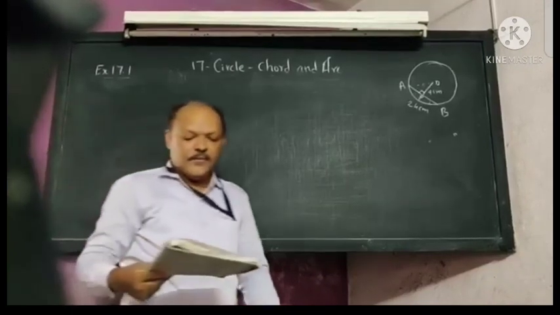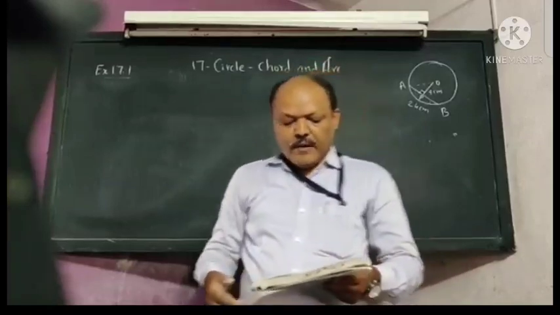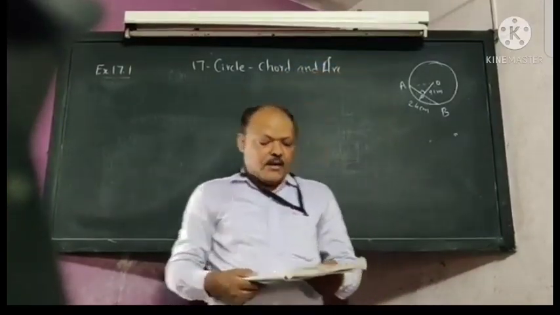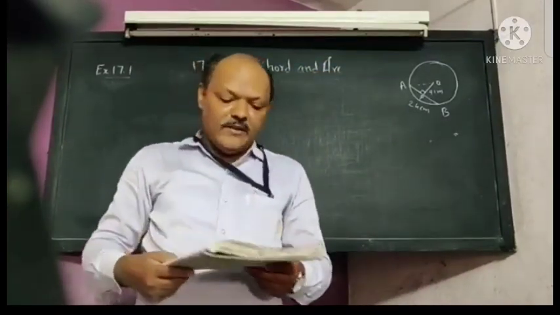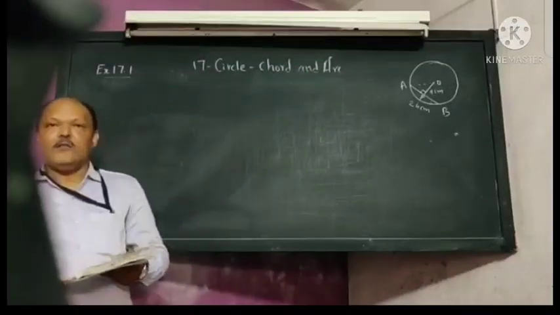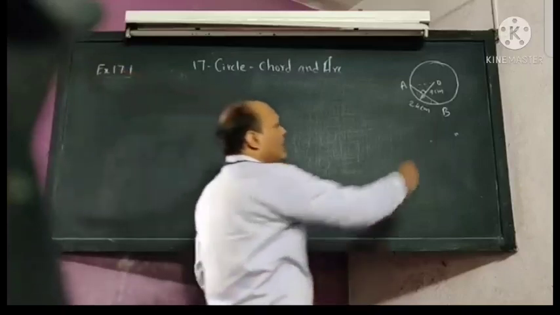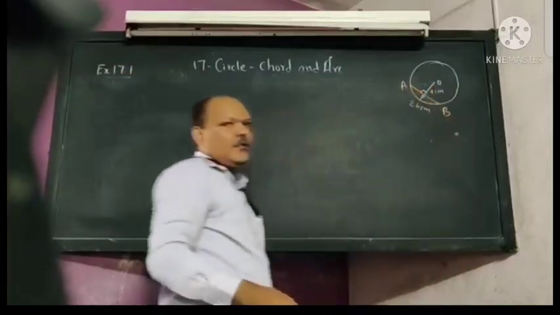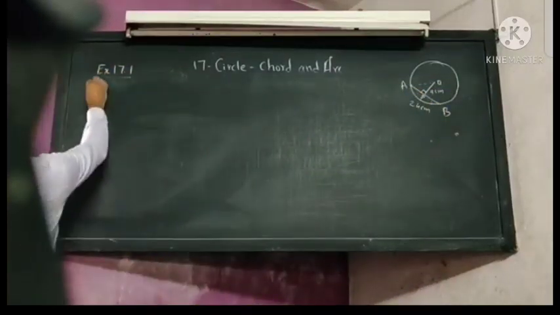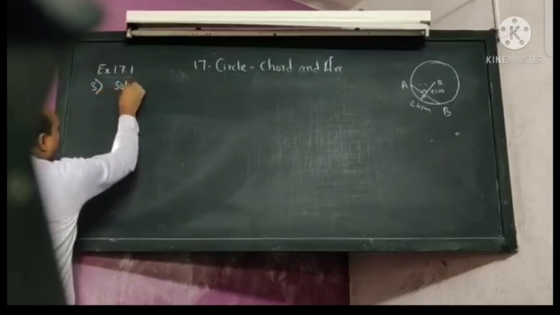Okay, sum number 3. O is the center of a circle. Find the length of the radius, if the chord is given to you as 24 centimeter at a distance of 9 centimeter from the center of the circle. Here we have to find the length of the radius. That means OA का value find out करना है. Is it clear? Now we will start with what is given in the question. First of all, solution.